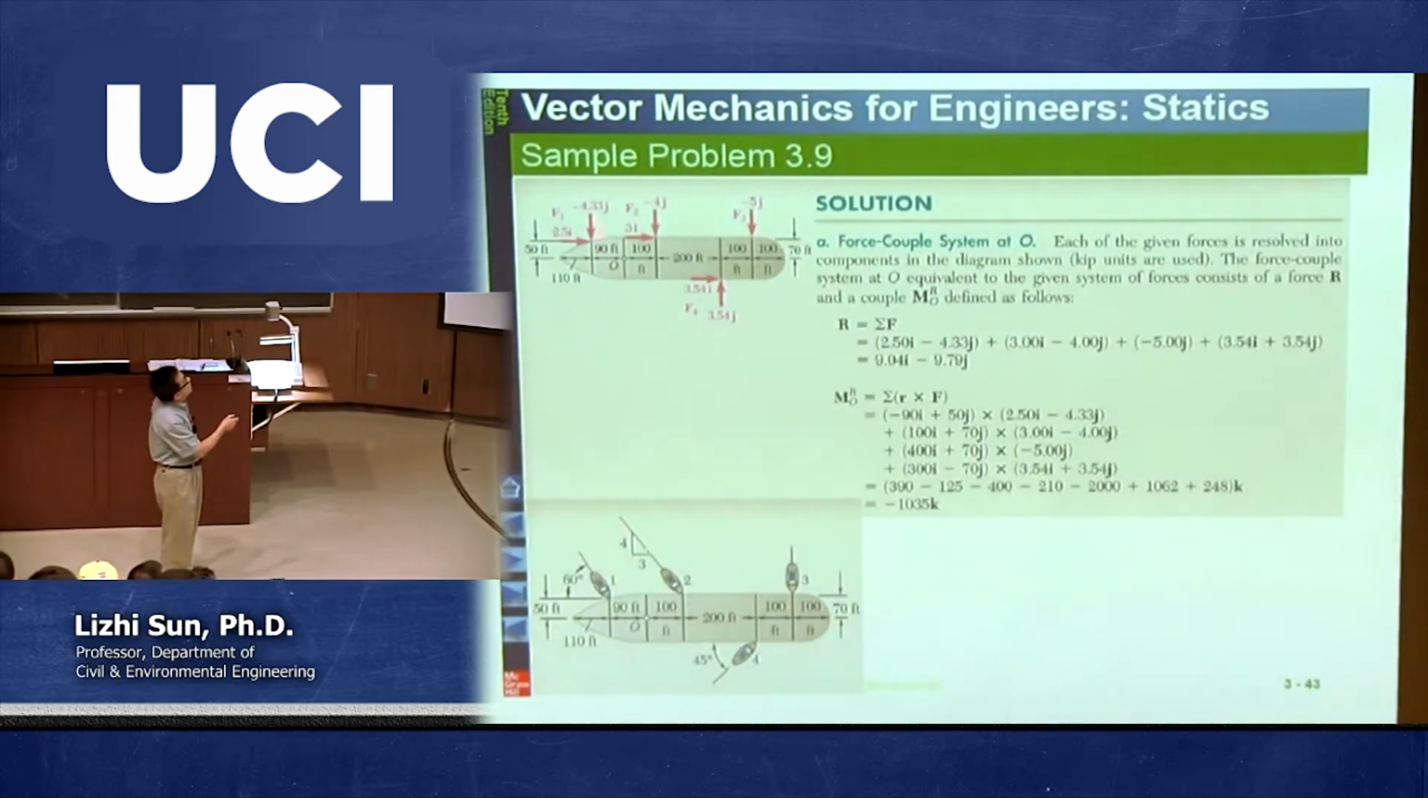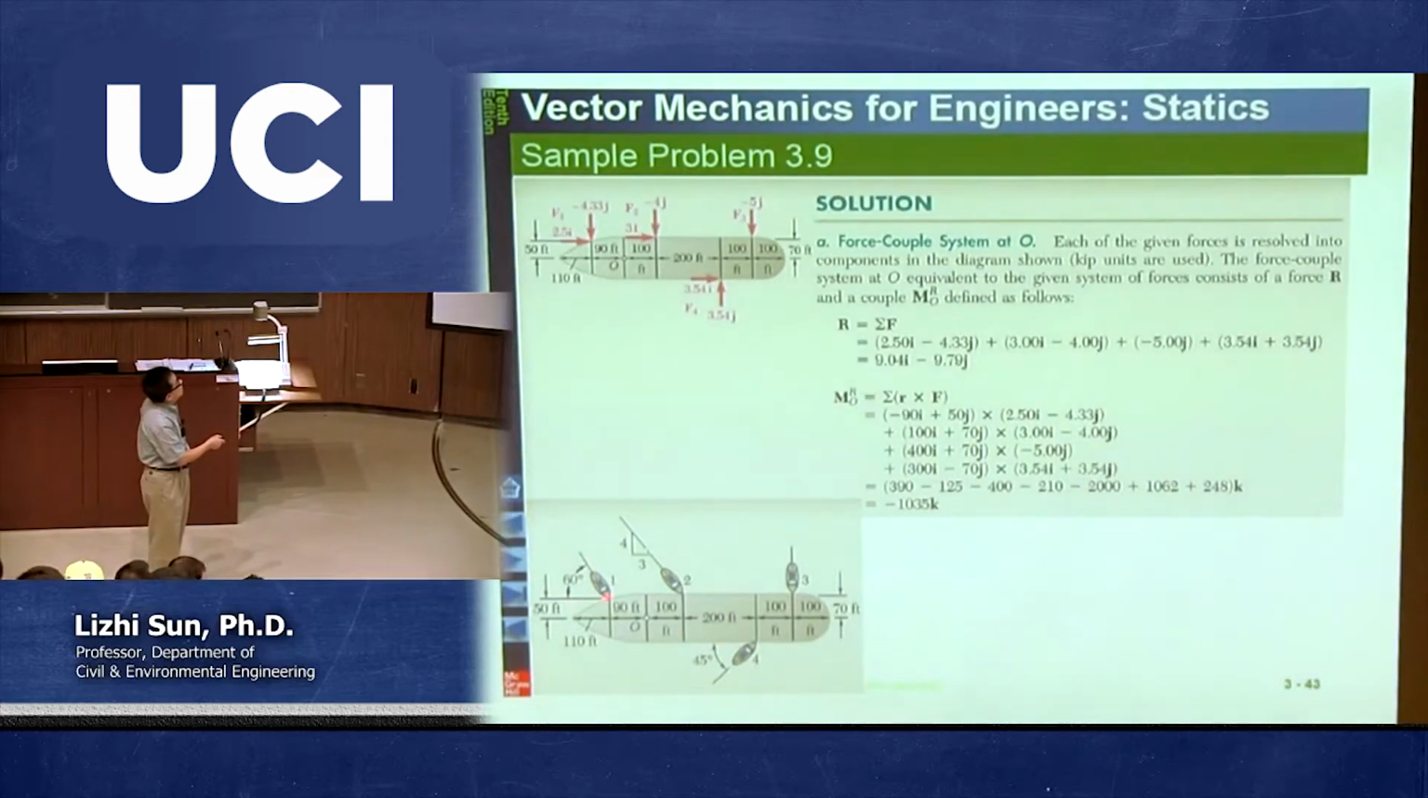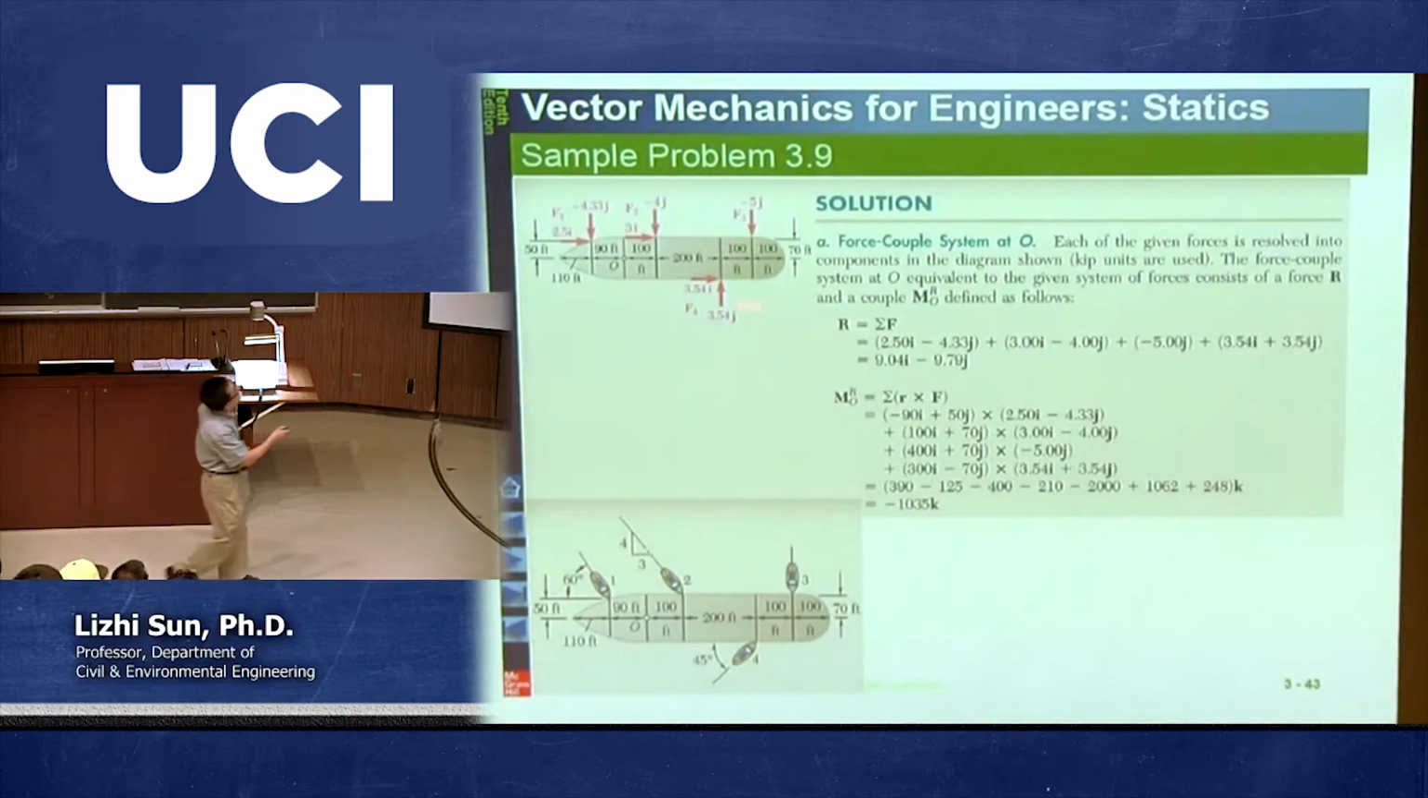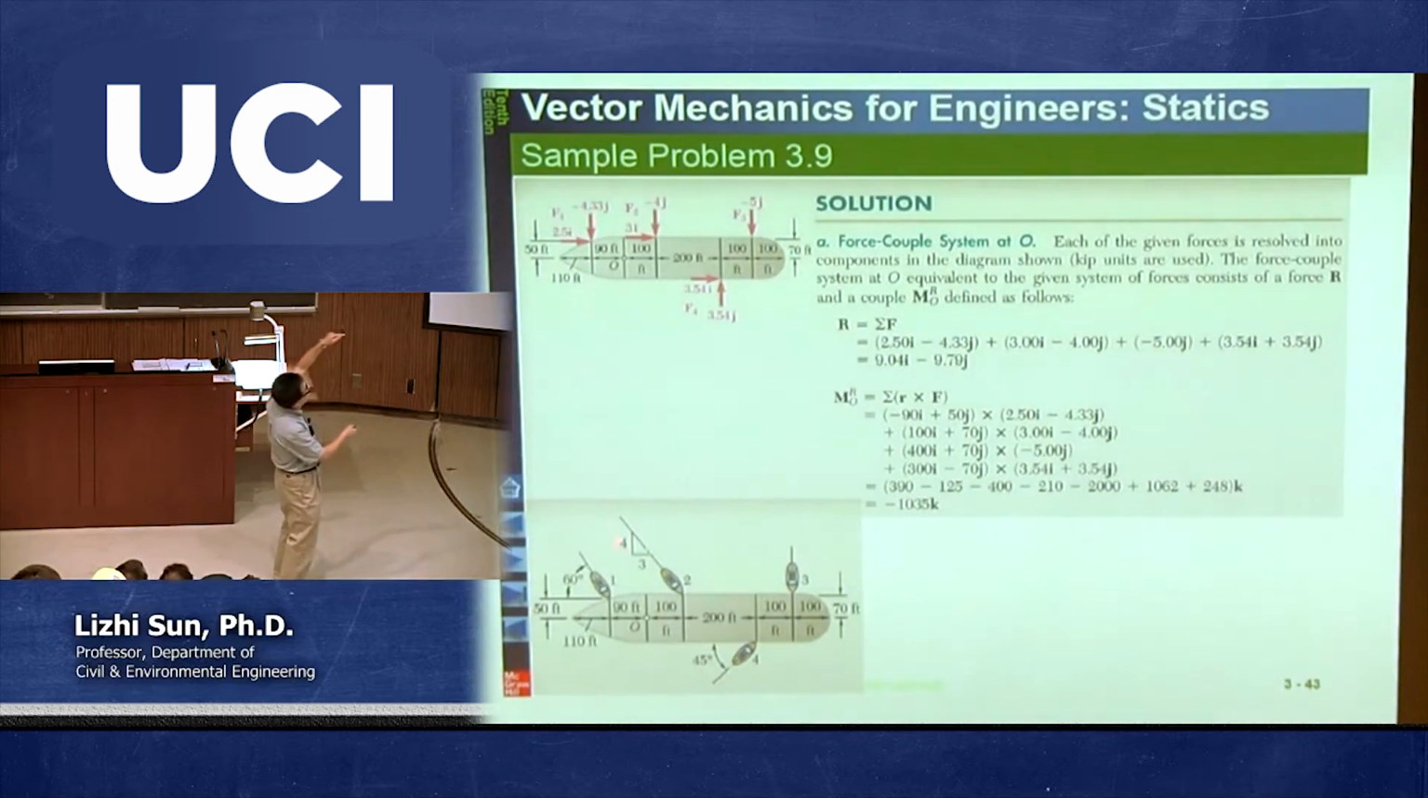So 5 times cosine 60, that's 2.5. And then 5 times sine 60 ends up with 4.33. But keep in mind, this y direction is in the opposite direction. That's why you put a negative sign in front. Okay? So that's the first force due to bar 1. Any questions?